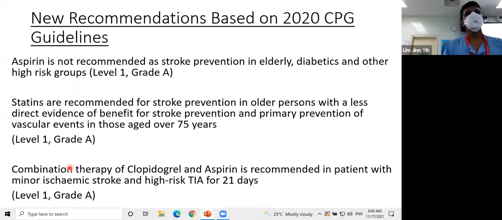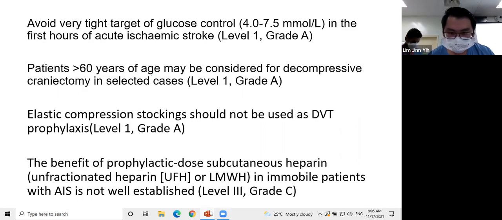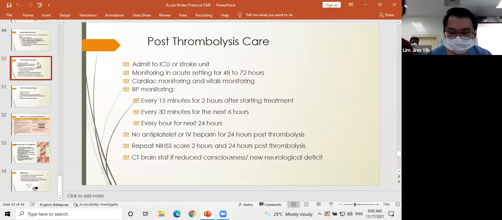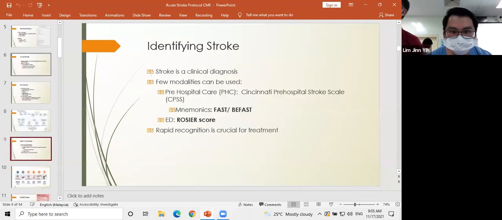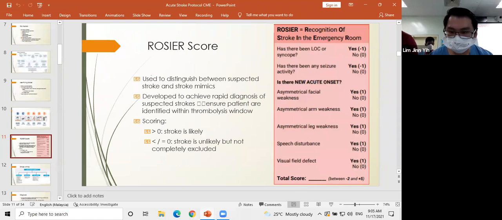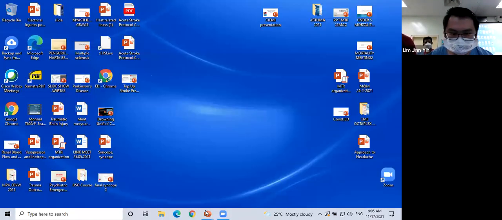Okay. Any other questions? Yes, I do have a few questions here for Leong and team. Just now, besides the Cincinnati pre-hospital stroke scale, you did mention something about Rozier's score. It's a score which I'm not familiar with. Would you kindly elaborate? How is it better in terms of detecting stroke than BE-FAST? Oh, comparing to BE-FAST.